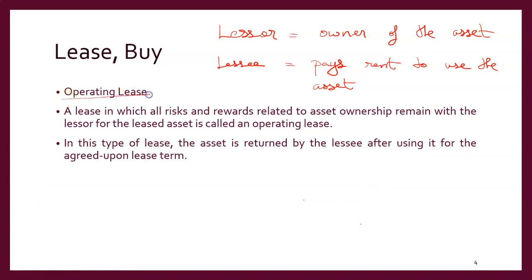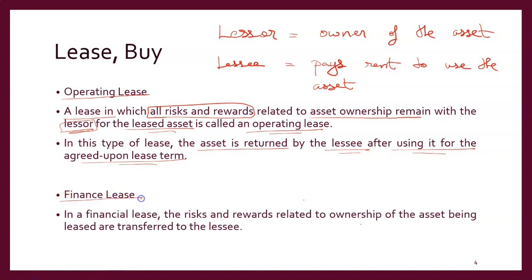Now we look at operating lease. A lease in which all risks and rewards related to ownership remain with the lessor for the leased asset is called an operating lease. All the risks and rewards refer to any income produced by the asset or any damage that occurs to the asset, which have to be borne by the owner of the asset, the lessor. In this type of lease, the asset is returned by the lessee after using it for the agreed upon lease term.